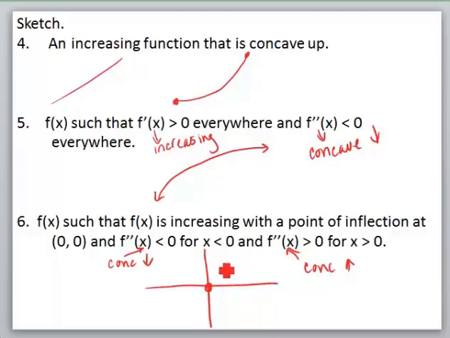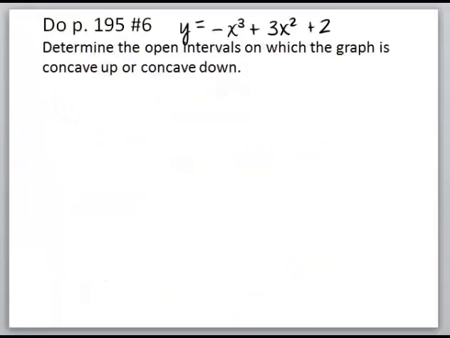So when it's less than 0, I want it to be concave down, so I'll make it look like that. That would be concave down. And then at 0, it changes and it becomes concave up. Okay, we're going to do lots of examples where we go ahead and find these places of concavity.